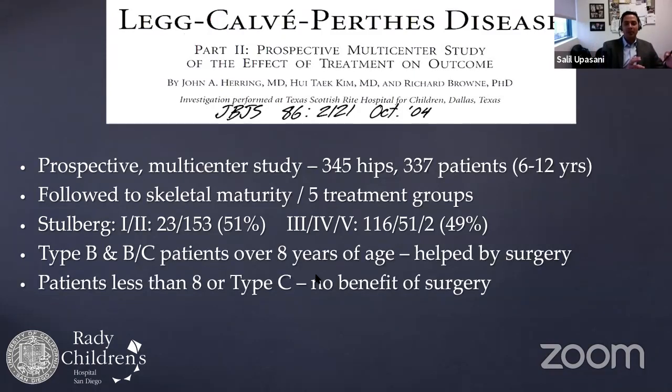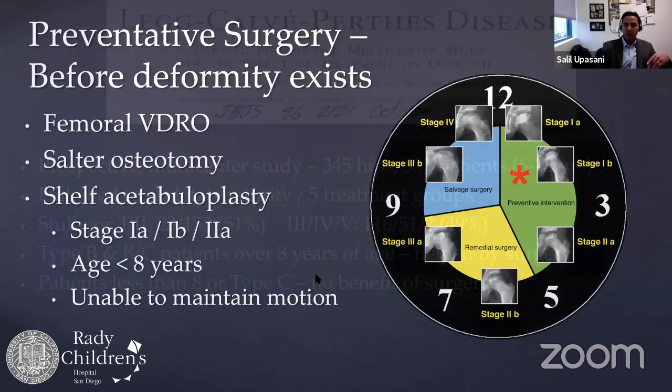This study was different from Perry Schoenecker's that put Stulberg 3 into that good group. And basically, they defined that patients who are Herring B or B/C over 8 years of age were helped by surgery, and patients less than 8 or type C had no benefit. Basically, less than 8, they all did great with or without surgery. Type C all did terrible with or without surgery. So their conclusion was that surgery was not useful in that patient population.